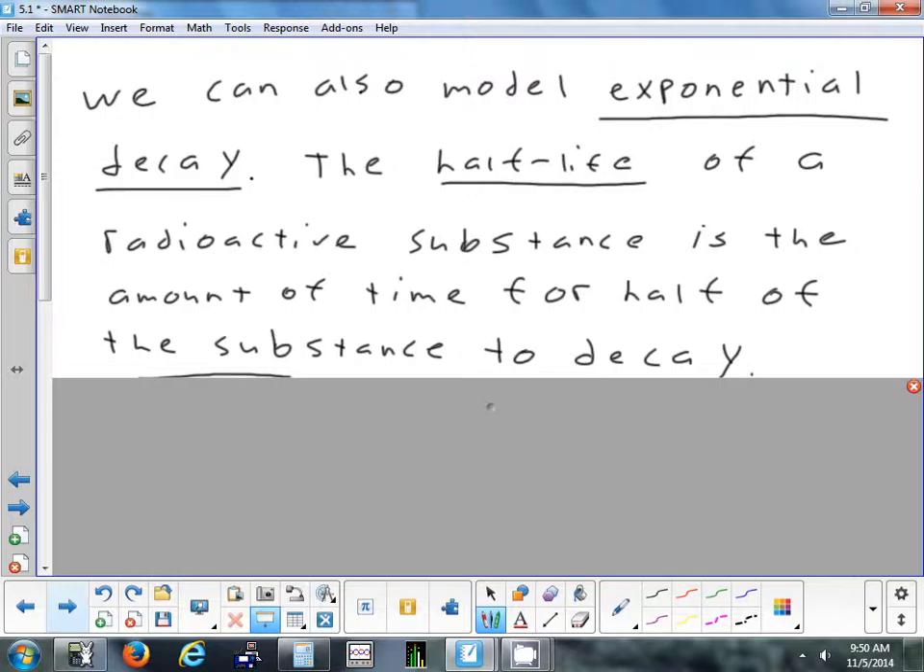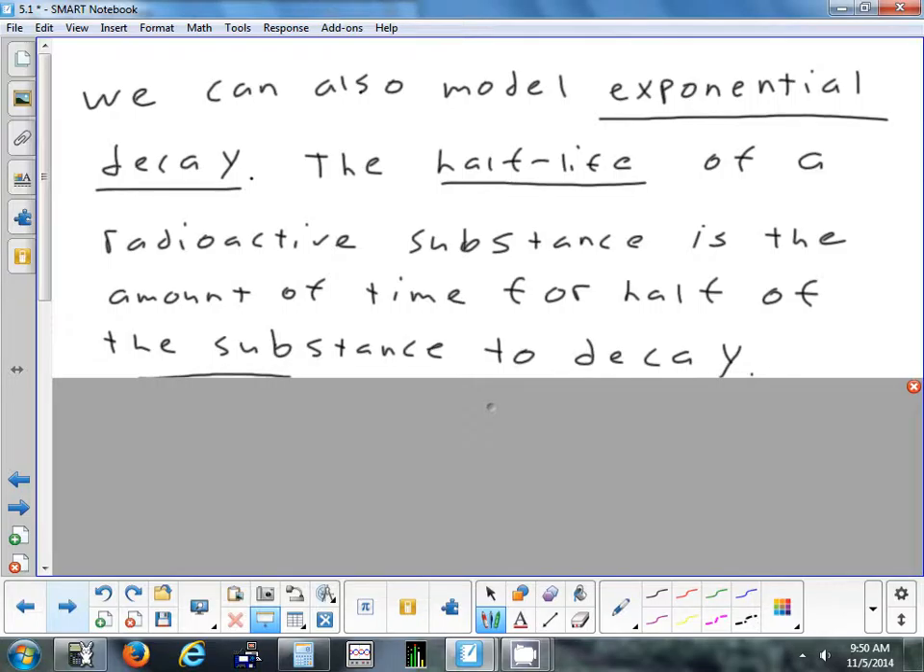So basically the idea of a half-life is it's the amount of time it takes for half of a radioactive substance to disappear. So let's say you started with, I don't know, 80 grams of something that was radioactive, and it had a half-life of 1 hour. After 1 hour, you'd only have 40 grams left. After 2 hours, you'd have 20. After 3 hours, you'd have 10.